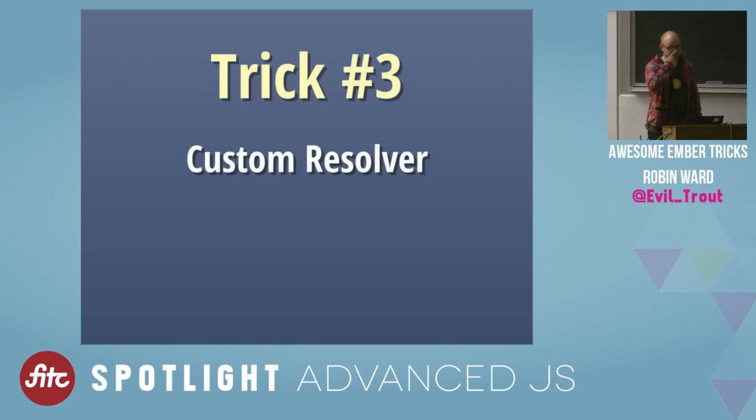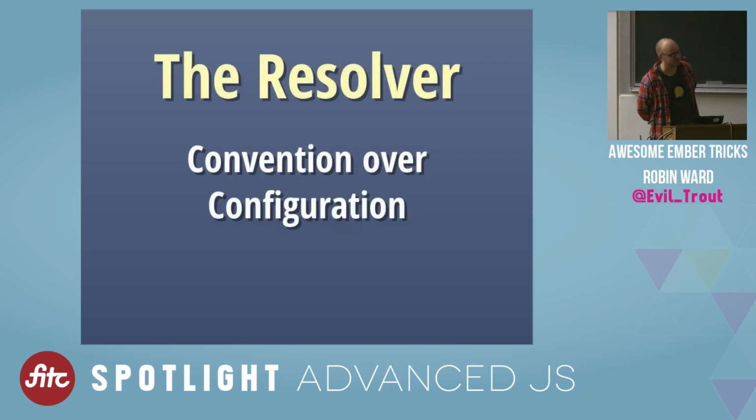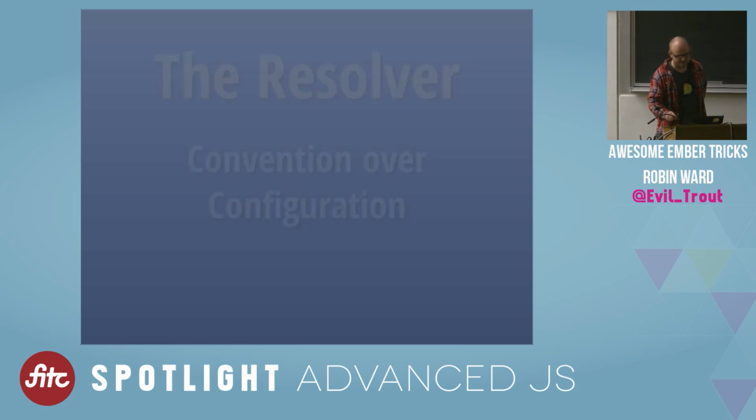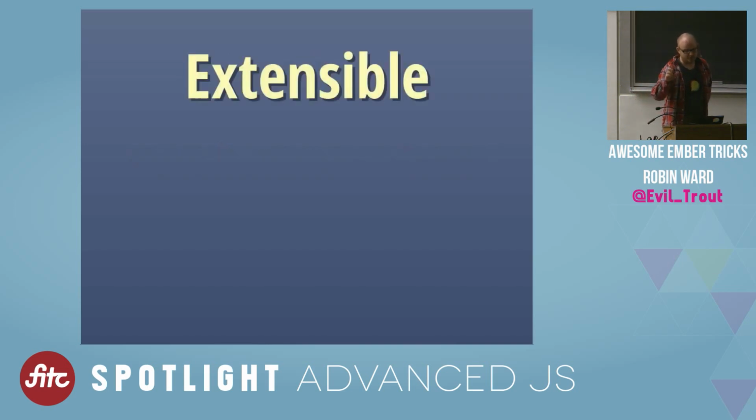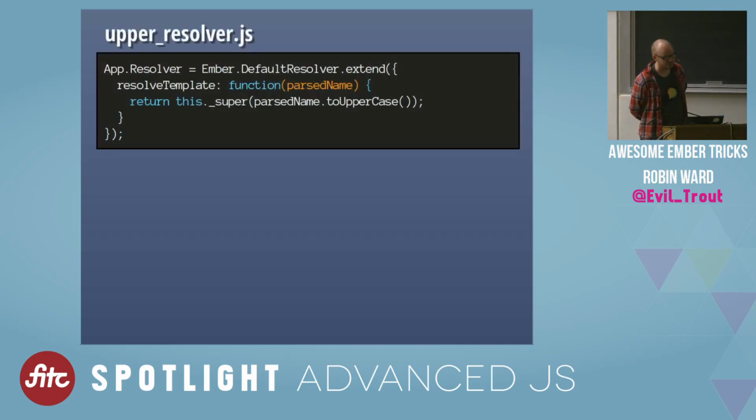OK. Third trick I wanted to show you is about a custom resolver. So if you recall what I said earlier, Ember really values convention over configuration. I think I showed something similar to this, but essentially it knows how to resolve that I want the template user and look for the template with the ID of user. In this case, it's usually a script tag or something formatted in advance. But the cool thing is that it's extensible. You can define your own resolvers.